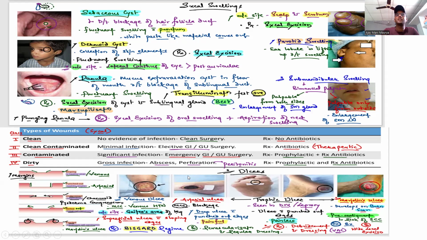Also please remember the types of ulcers: arterial, venous, trophic, and marginal ulcer. A venous ulcer is a sloping ulcer. See, guys, veins are located superficially, that's why there is no deepening here; it is only on the outside. Then the arterial ulcer, the trophic ulcer in leprosy, and the marginal ulcer due to burns. Please remember this one, guys.